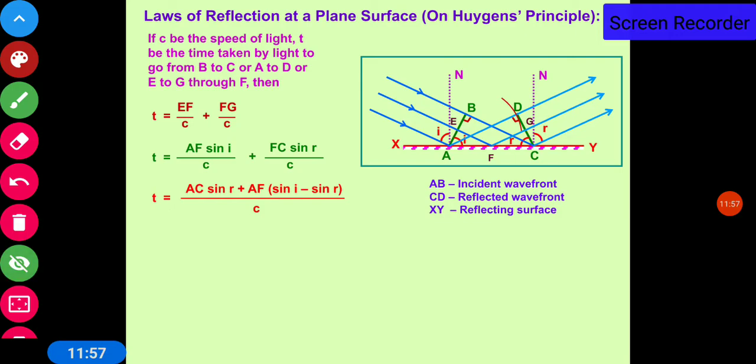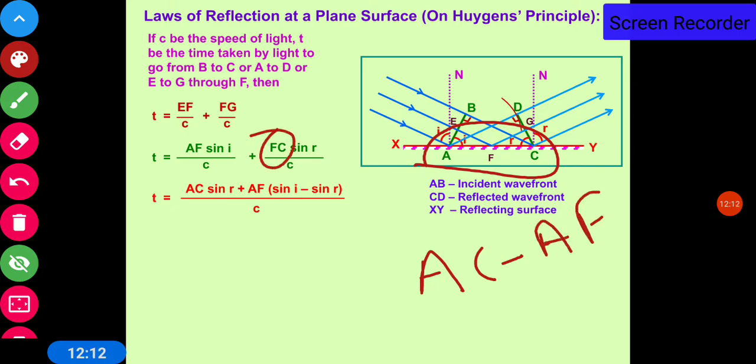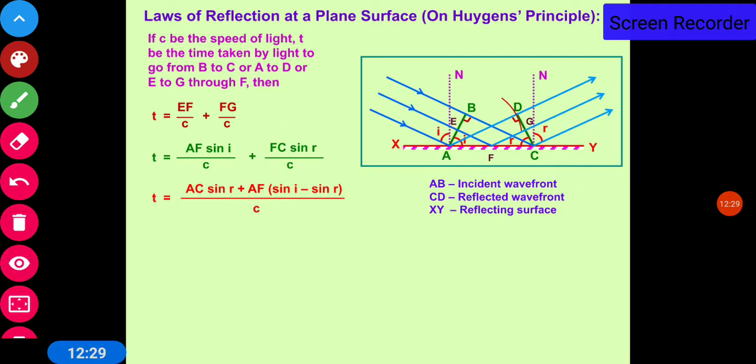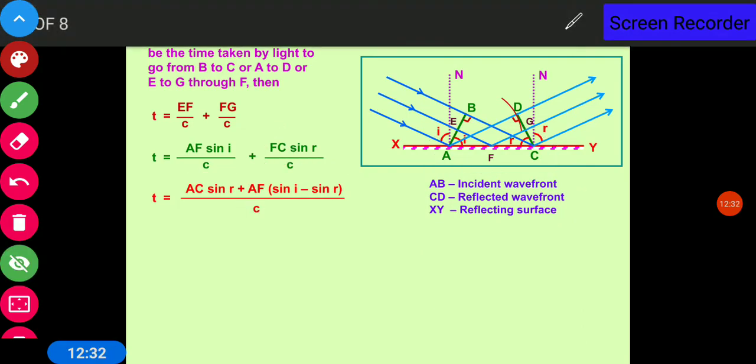Now, since FG is equal to FC sin R, FC can be replaced by AC minus AF. Now in place of FC write AC minus AF, rearrange the terms, and we get AC sin R plus AF (sin I minus sin R). So t is equal to [AC sin R plus AF (sin I minus sin R)] upon c.